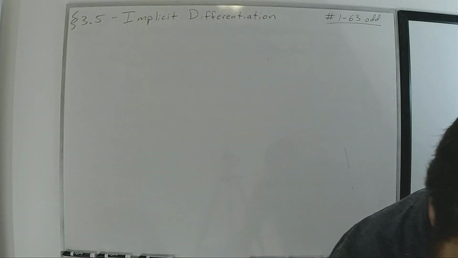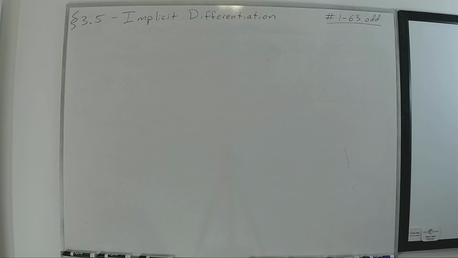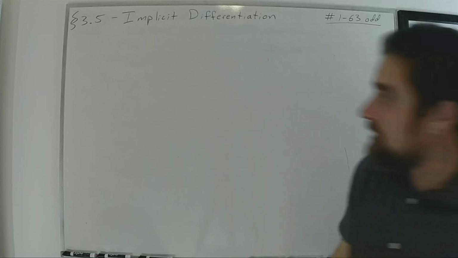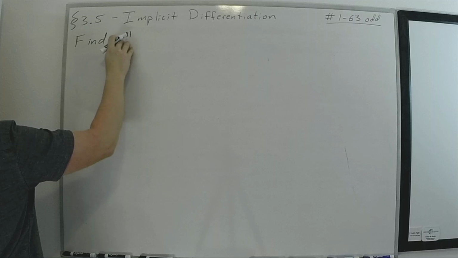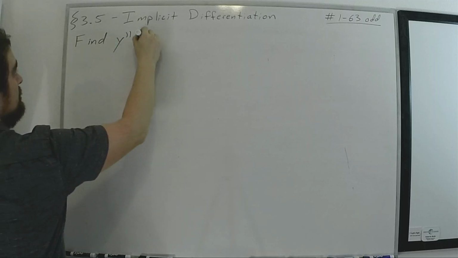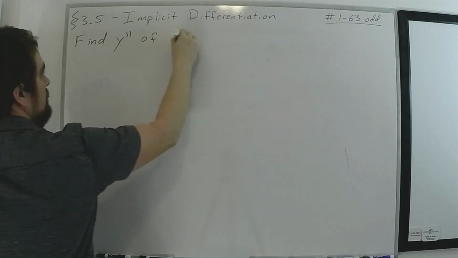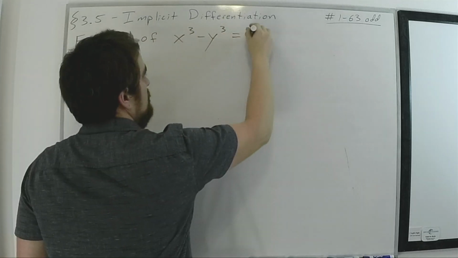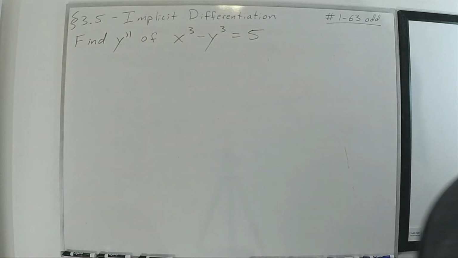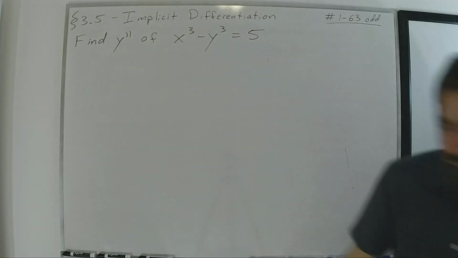Let's see, got another one on deck here. Yeah, this one is: find y double prime, that is the second derivative of x cubed minus y cubed equals 5. I don't know if it was a plus or a minus. Oh, it was a minus. Okay, so we're good.